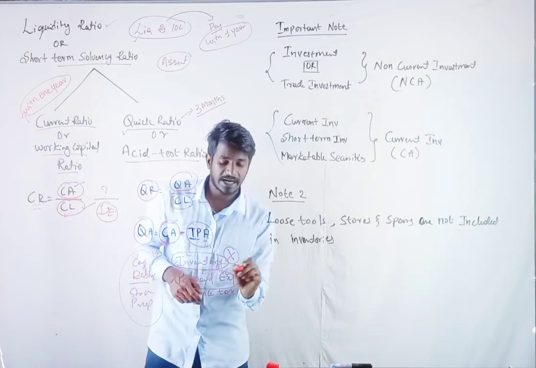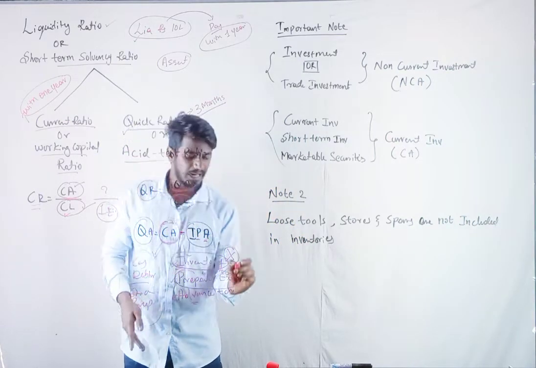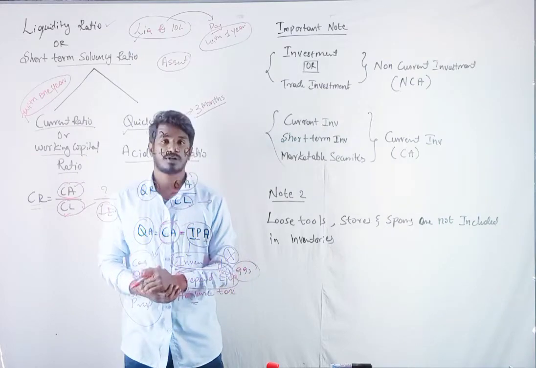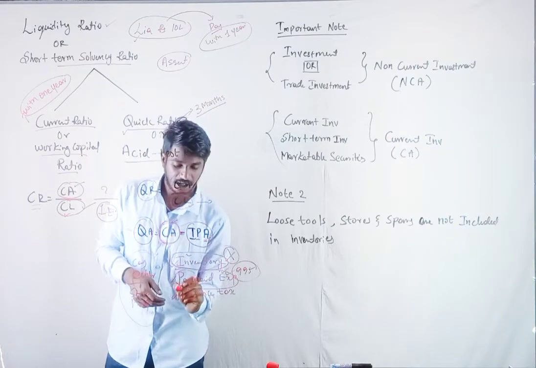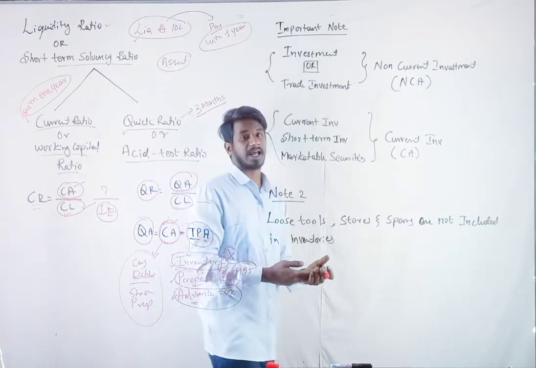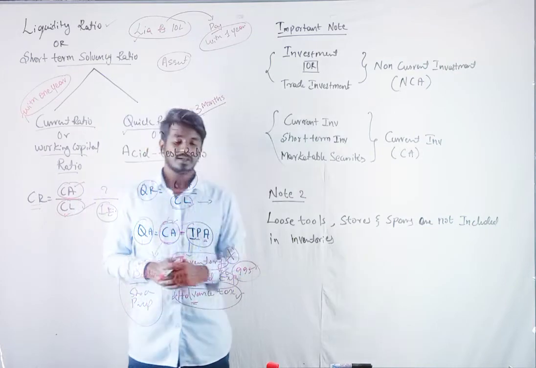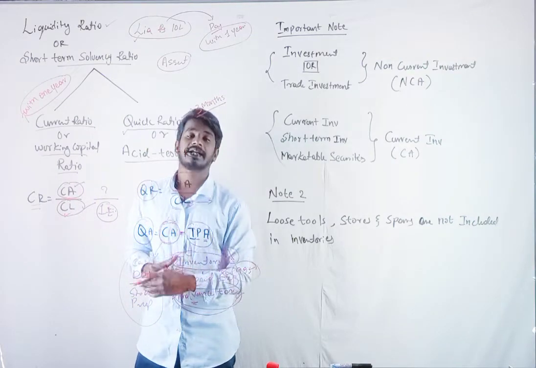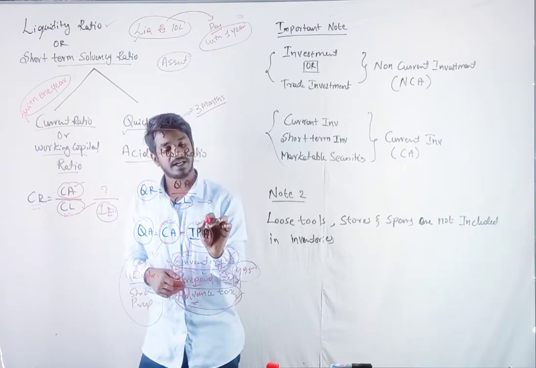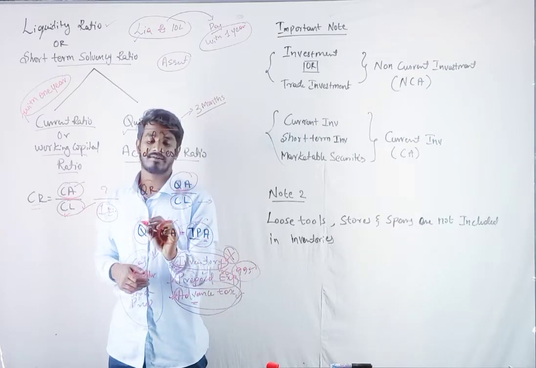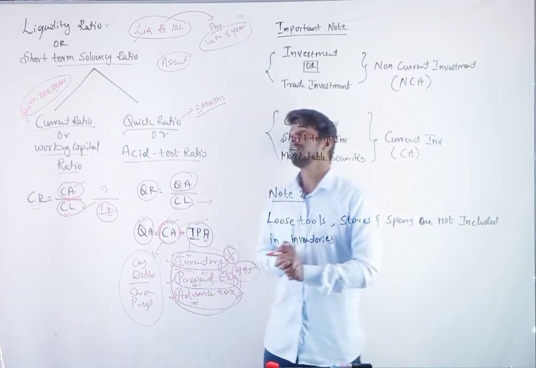Prepaid expenses, whatever advance you have paid for your expenses, will not be refunded. 99% it's not possible. In rare cases that may be possible, but we are eliminating it here. Advance tax, obviously if you pay advance tax, they will not return it, they can adjust it in future tax also. That's why we are eliminating these three things: inventory, prepaid expenses, advance tax. If we eliminate those things, we will arrive at quick asset. Did you understand?